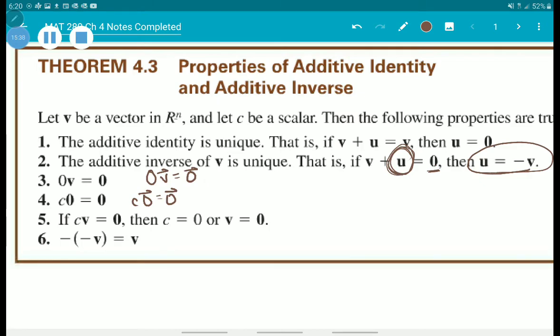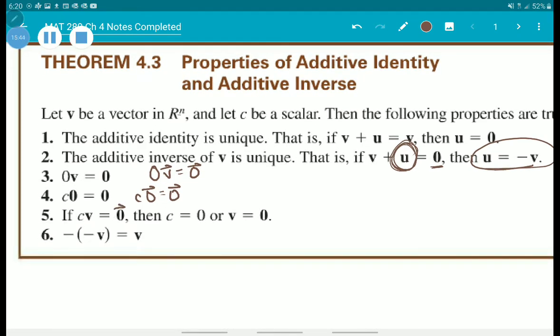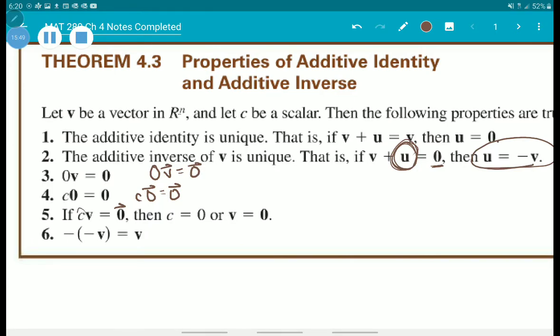5. If I have c times v is equal to 0, and remember this is the 0 vector, the only way that can happen is if either this scalar c is 0 or I started with the 0 vector to begin with. And then 6, if I take the negative of the negative of vector v, then I get vector v back.